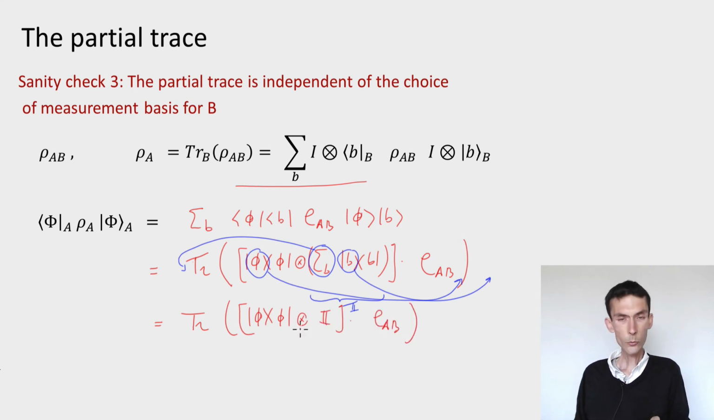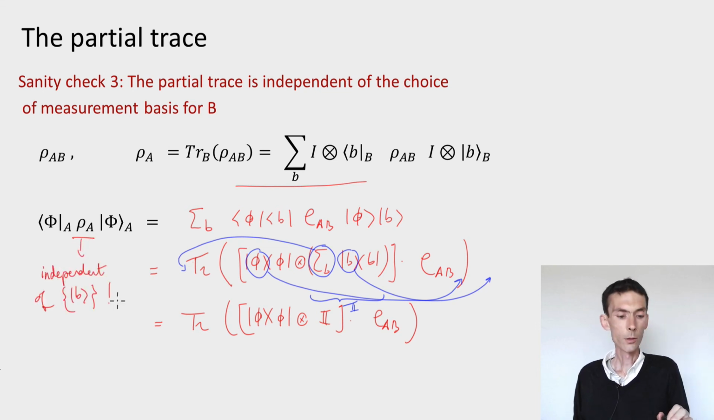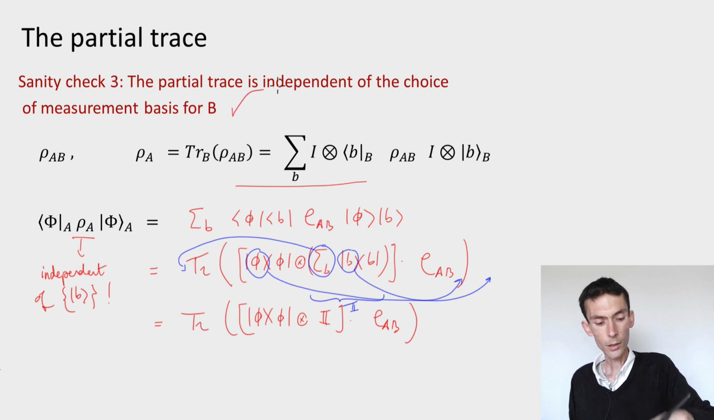And you see that the end result here, no more mention of the basis B. It's been replaced by the identity. So this last expression is independent of the choice of basis that I made, which means that the initial expression, the overlap of Rho A as I defined it with any pure state phi, is independent of the choice of basis that's made in the computation of Rho A, which means that Rho A itself is independent of the choice of the basis B. Good. Our third sanity check passes.